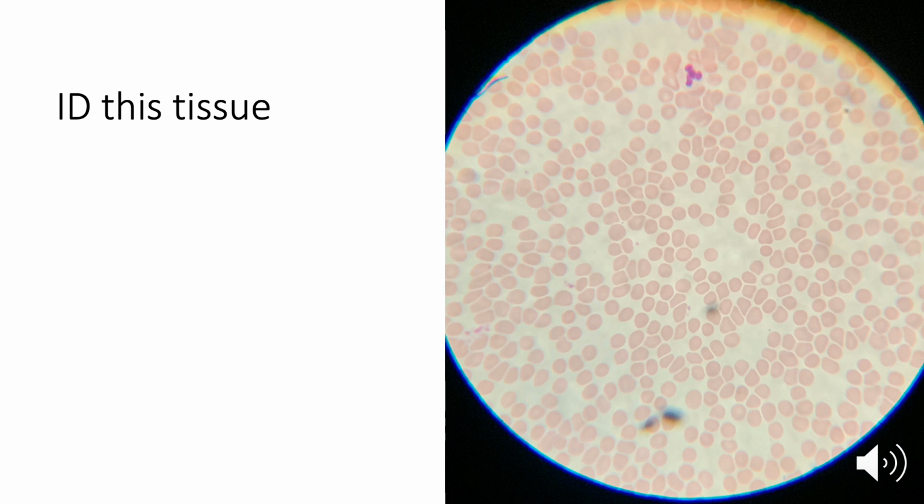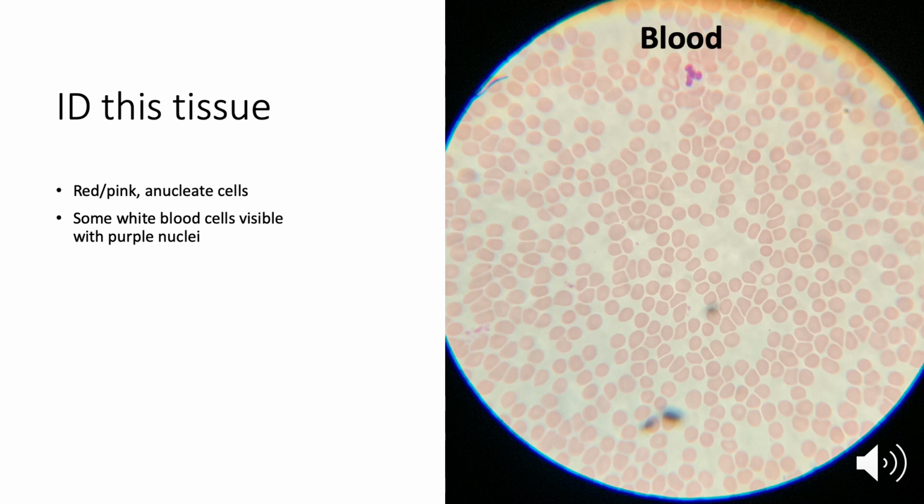Here's a tissue that I think is fairly straightforward. We see red or pinkish anucleate cells, no nucleus. Some white blood cells are visible here with those purple nuclei, so this is blood we're dealing with. And blood is for transport, regulation, and support.